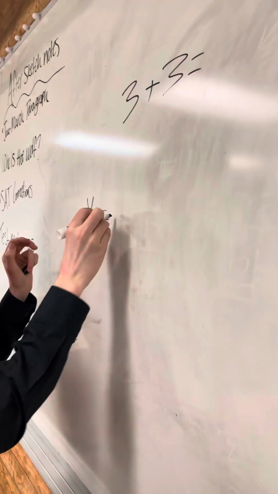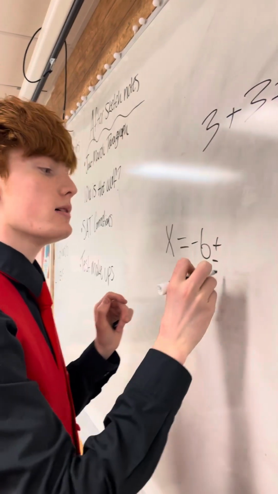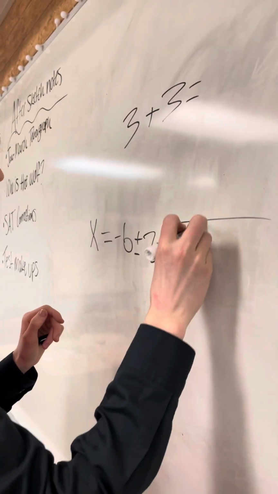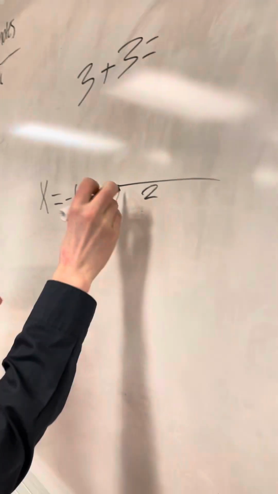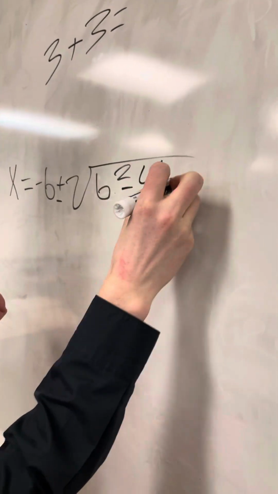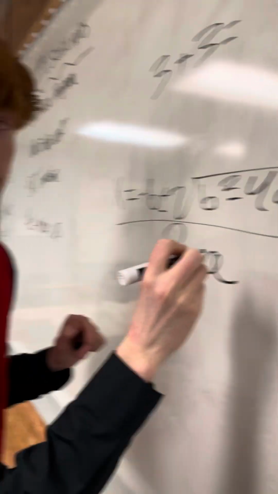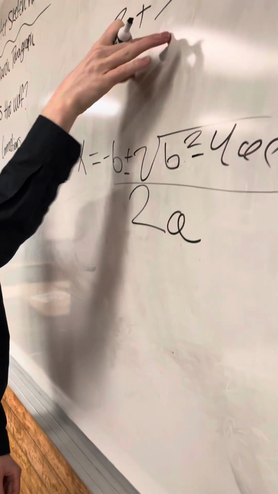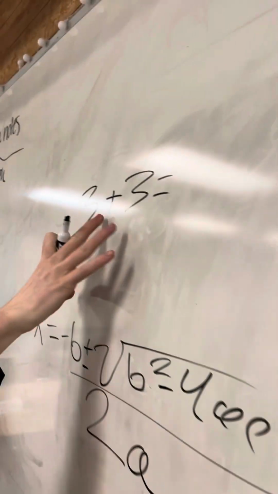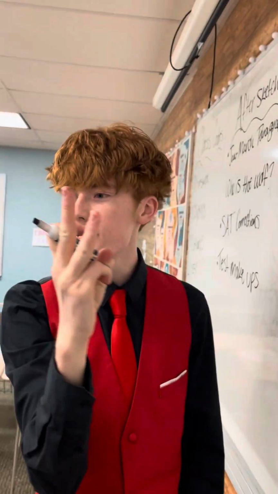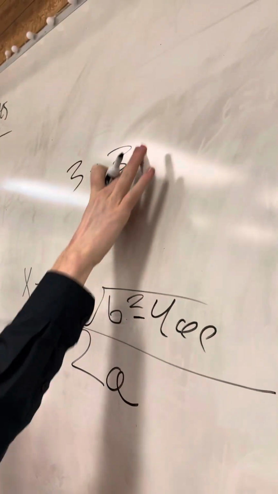X is equal to negative b plus or minus the square root of b squared. That's a terrible b. B squared minus 4ac all over 2a. Alright, so now that we have that, we gotta plug these numbers in. But if you look at that, why are there only 2 numbers? We need 3, we need a c. So let's get rid of that.